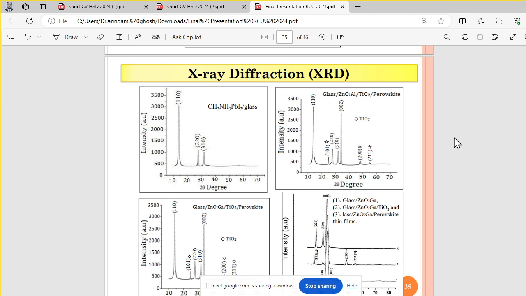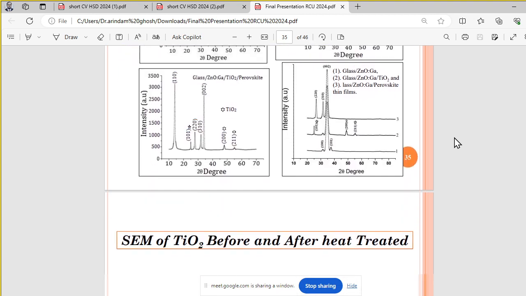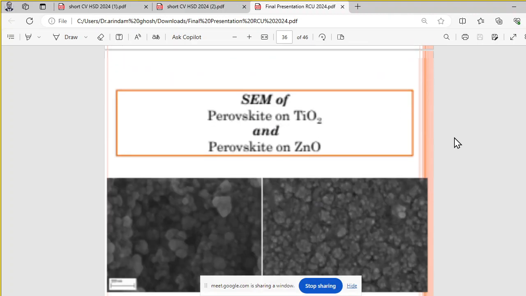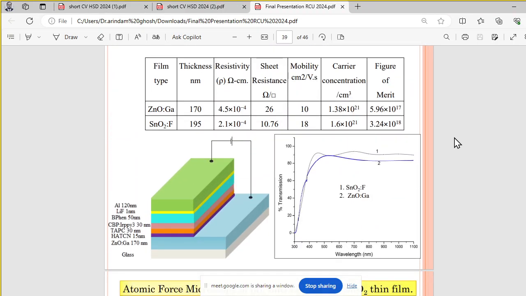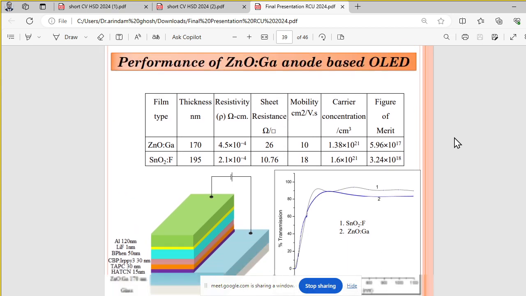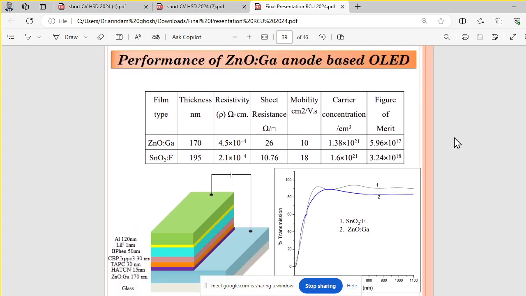If you go to the next application, that is OLED. Sir, can you go to the next application, OLED? That is more popular right now. Organic light emitting diode. We have seen OLED TVs on the market.